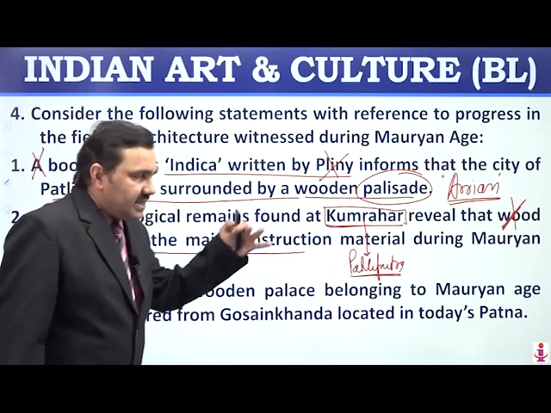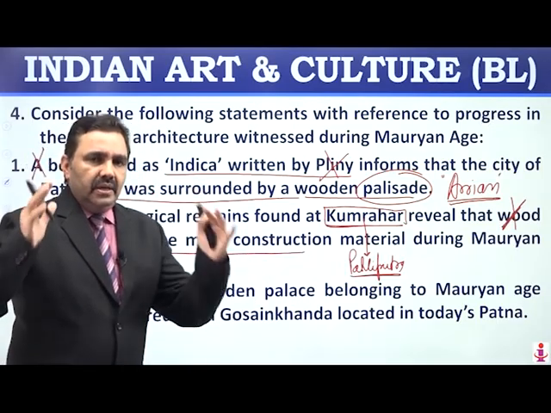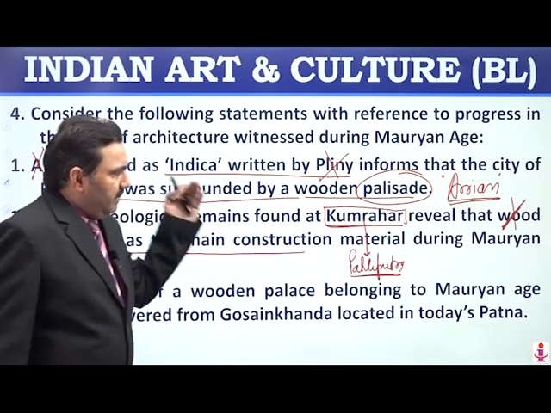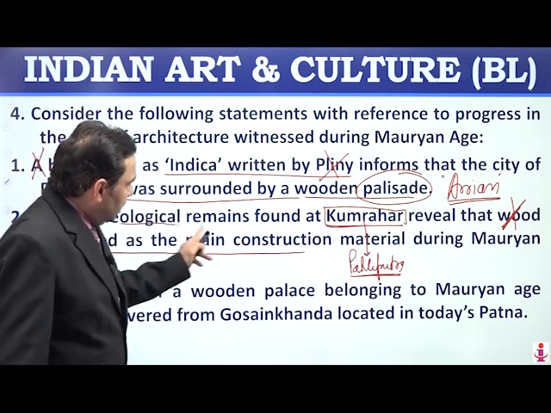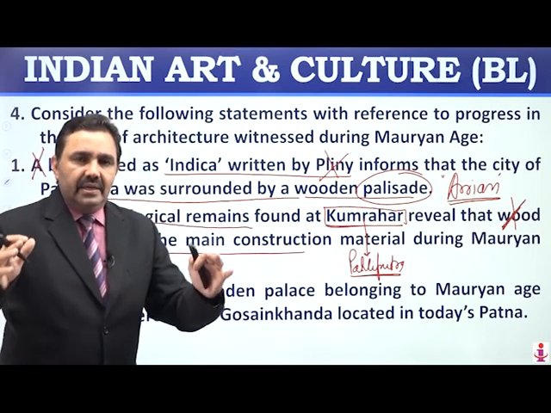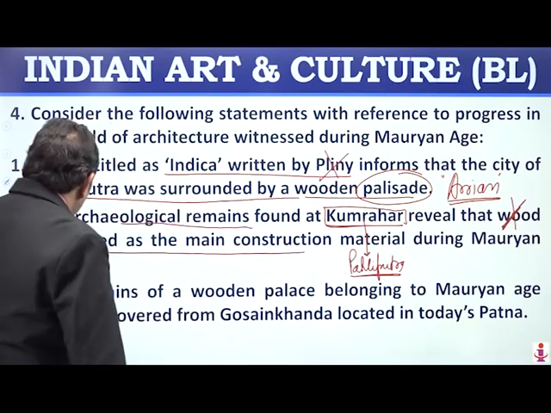Wood was used as construction material, we know from literary references. During the reign of Chandragupta Maurya, wood was the main construction material, but that is not revealed by archaeological remains found at Kumrahar. Kumrahar remains indicate that stone was the main construction material. So this one is wrong here.